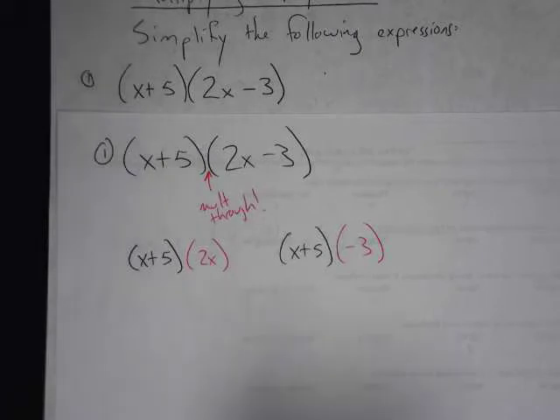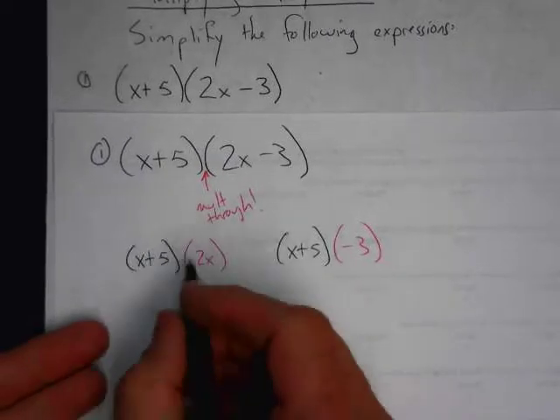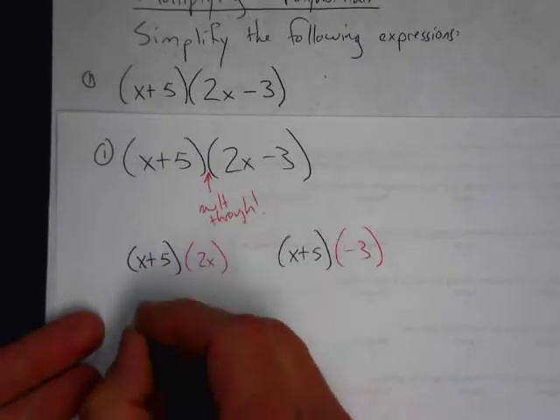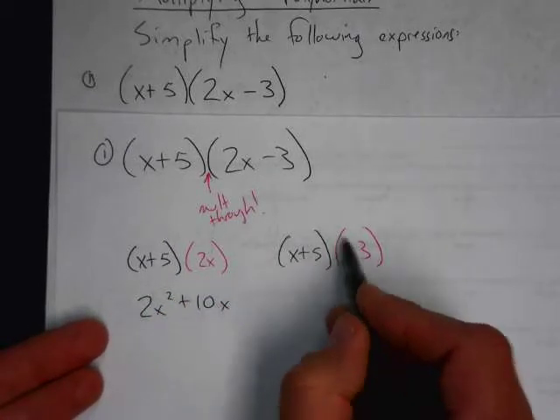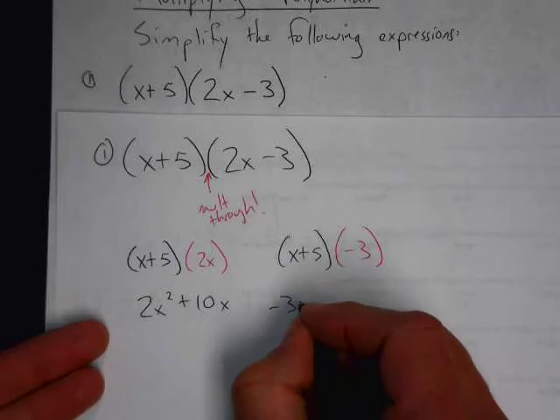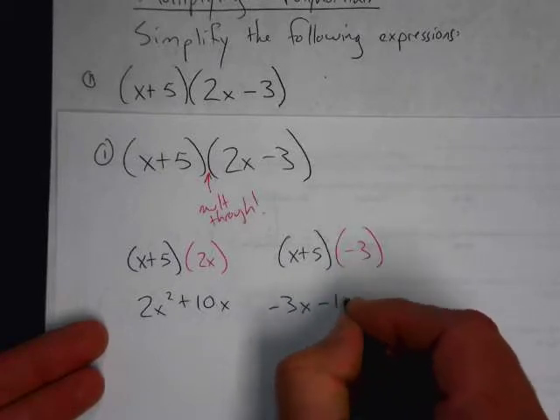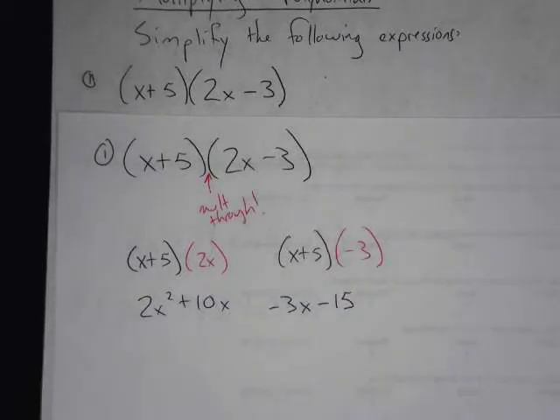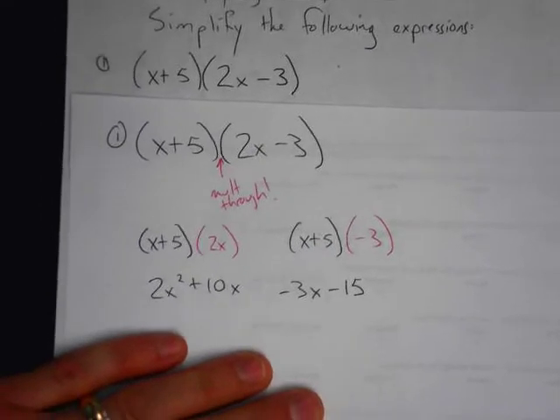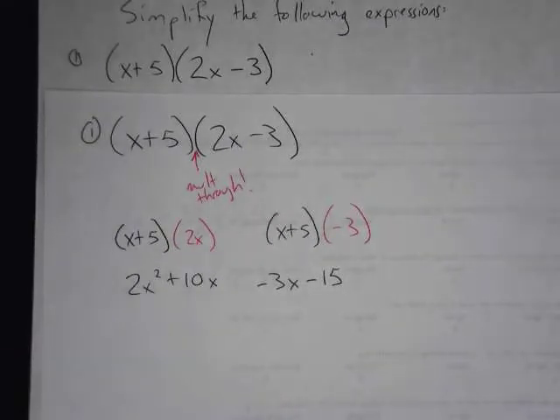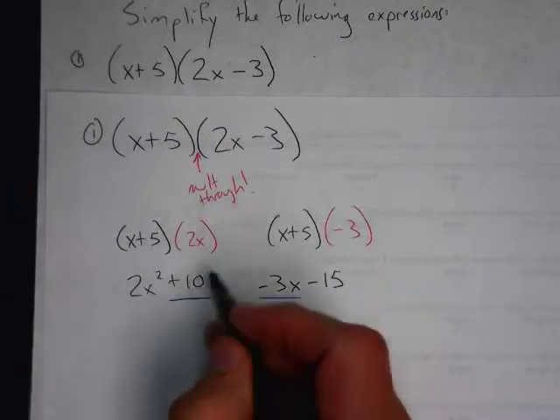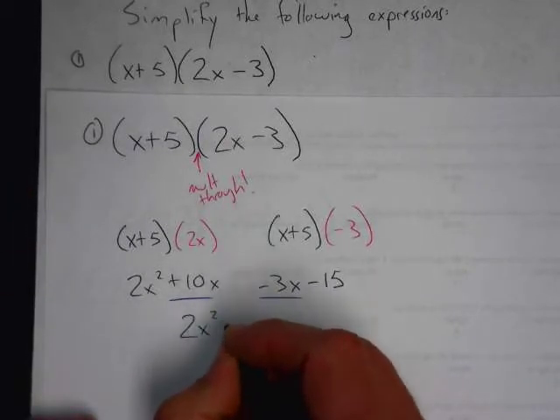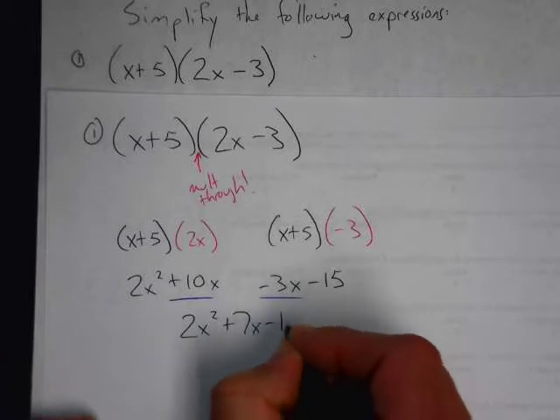And we could just use the distributive property twice. X plus 5 times 2x, of course, 2x squared plus 10x. And then x times negative 3 minus 3x. And then 5 times negative 3 minus 15. So now we have this little expression that we can, again, combine like terms. Plus 10x minus 3x. We can combine those terms. 2x squared plus 7x minus 15.